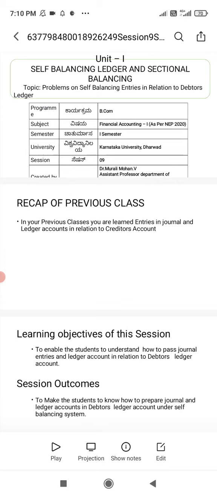Dear students, Karnataka University Dharwad, for BCom first semester in financial accounting, they framed the syllabus called self-balancing ledger and sectional balancing as chapter 1. In this session, we are going to solve one problem on what are all the entries we have to pass in relation to the debtors ledger under self-balancing system.